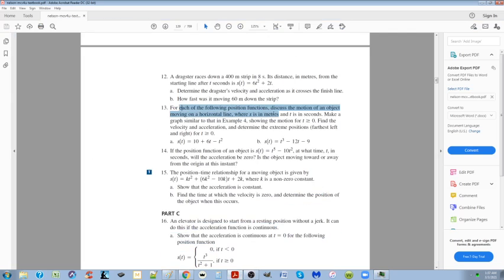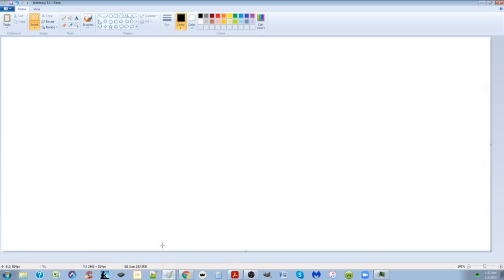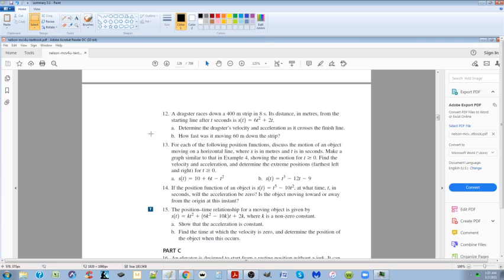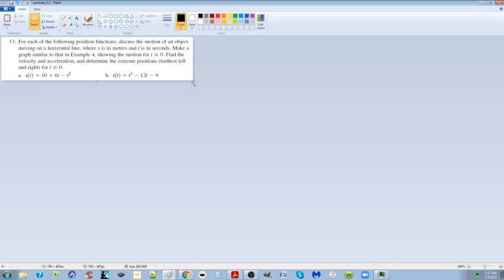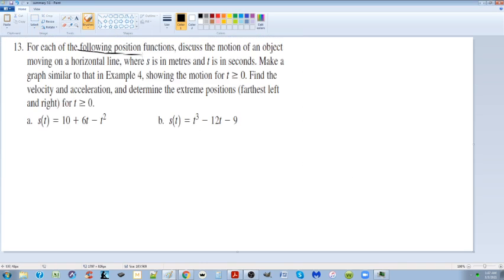For each of the following position functions, discuss the motion of an object moving on a horizontal line, where s is t meters, t is in seconds. Same thing. It's the same stuff. Just get good at it. Practice it so much that when you're asked a question, you can spend very little time on these easy ones. You're only going to get one of these on a test, because the other stuff's harder.